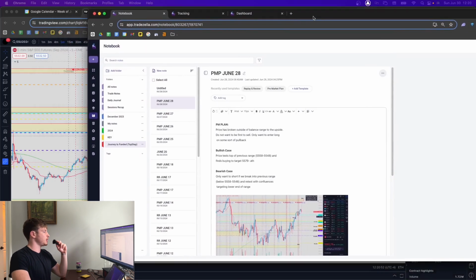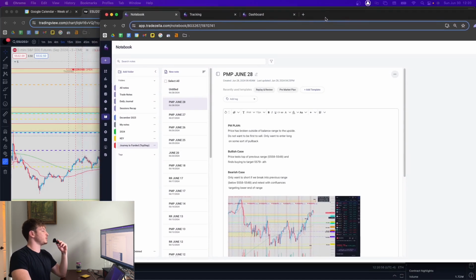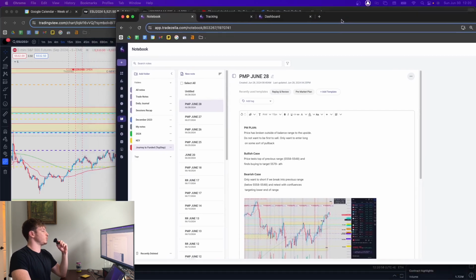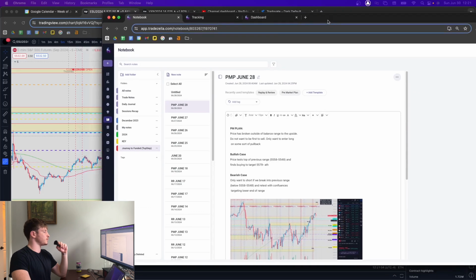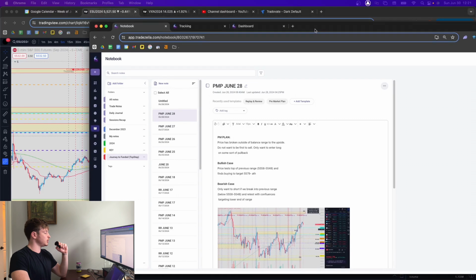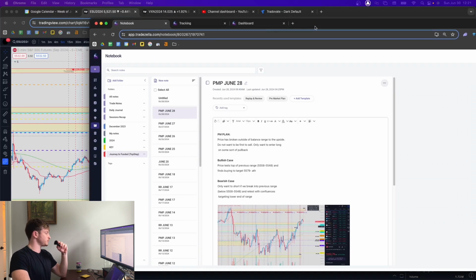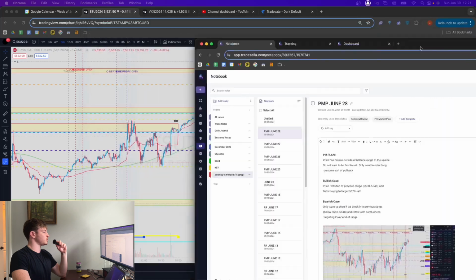Price has broken outside of balance range to the upside. We didn't want to be the first to sell. We were looking to long on some sort of pullback, and we were basically watching 5558 to 5548 as the top of range to get tested to enter a long position. And then if we broke that range, we were going to focus on short setups.